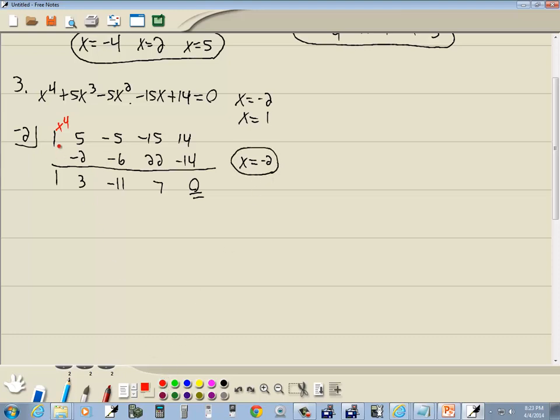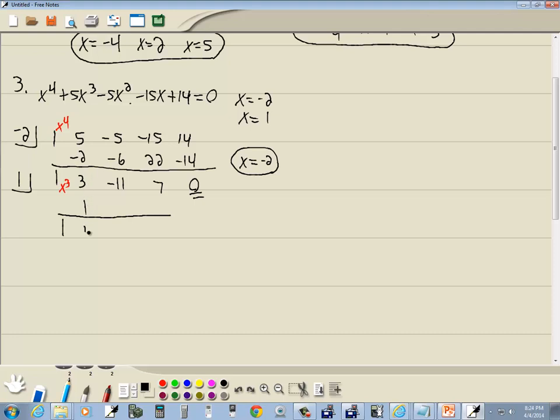Now each answer you find takes it down one more power. This was x to the 4th, so we're now down to x to the 3rd. And we're going to plug in our second answer. We said 1 was our second answer. And I want to plug it in the line I just found. So I'm going to continue this process. I'll add 1 plus nothing's 1. Multiply, you always multiply by number up in the box, by number you put down here. 1 times 1 is 1.